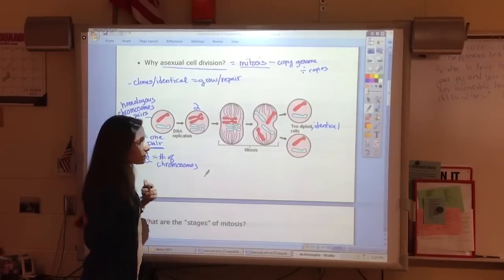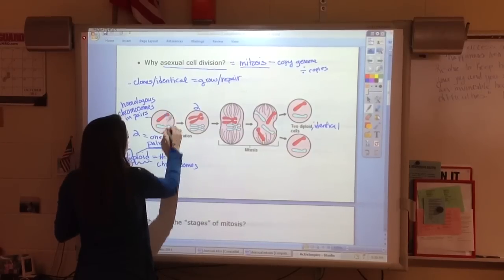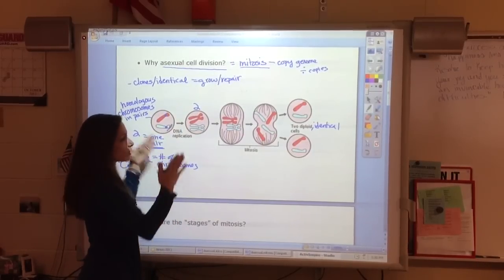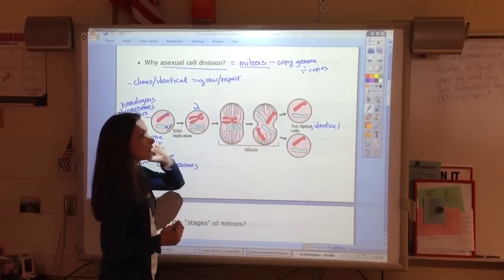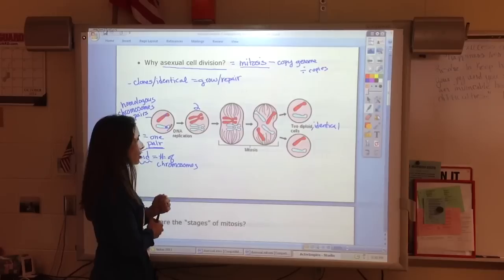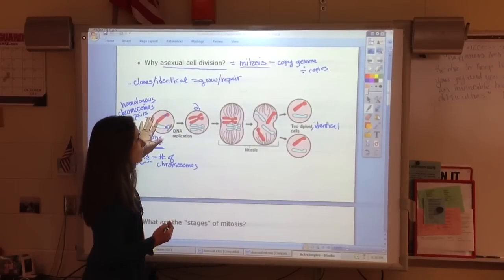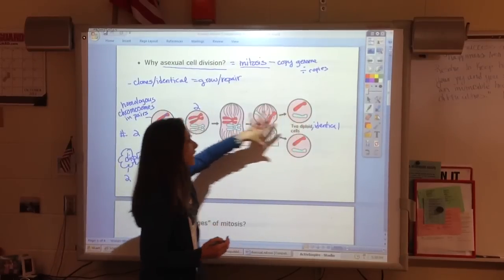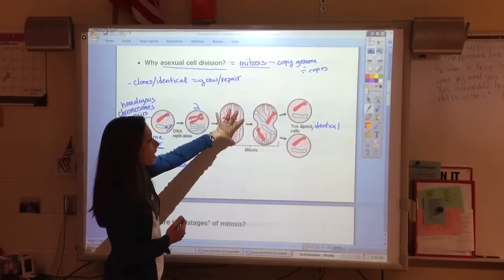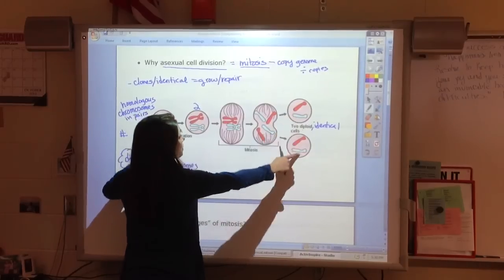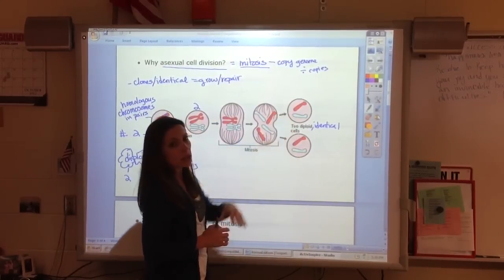One of the ways to do this is to count the centromeres. So here would be a centromere region, and here would be a centromere region. You can see where it gets skinnier. If I count the centromeres, it helps me know how many chromosomes are there. So why are we using asexual cell division? Because we're trying to get offspring that are identical to the parents. I copy the DNA, I divide the copies, and if you look, each of the daughter cells is identical to the parent and to each other.